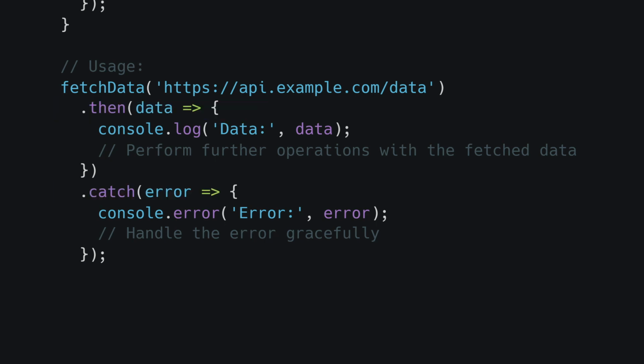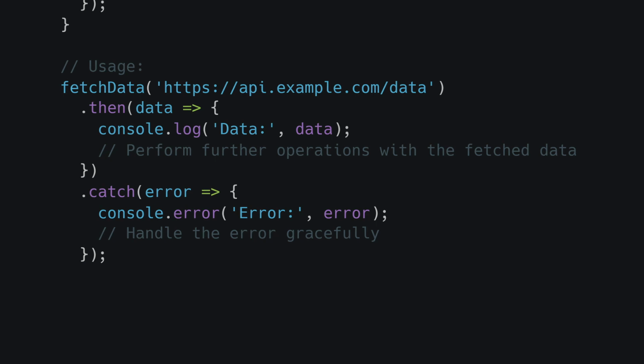In this example, we're using the then method to handle the resolved promise. Here, we can access the fetched data and perform any necessary operations. On the other hand, the catch method allows us to gracefully handle errors and perform error-specific actions.